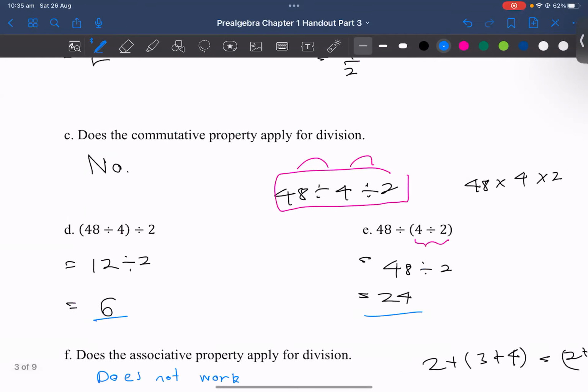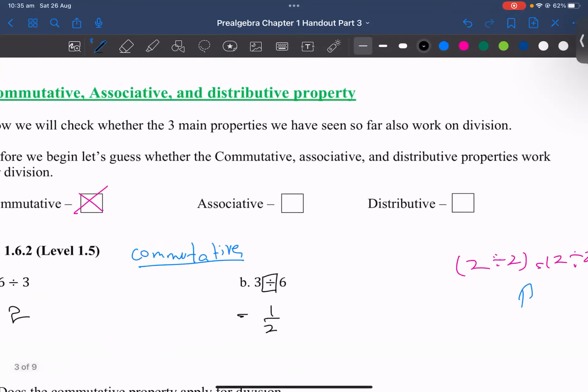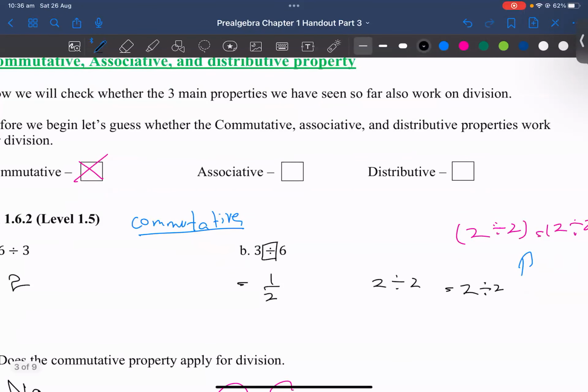Because if I showed you this example, 2 divided by 2, if I switch them around, it's equal to 2 divided by 2. That works there. Switching the numbers around does work there. That doesn't mean commutative is true, right? So one example is not enough, but I will explain it in more depth a bit later on.